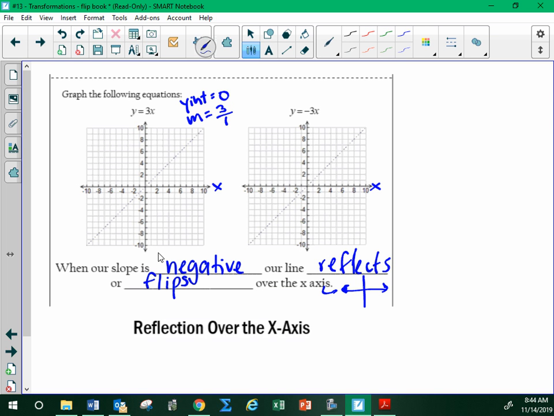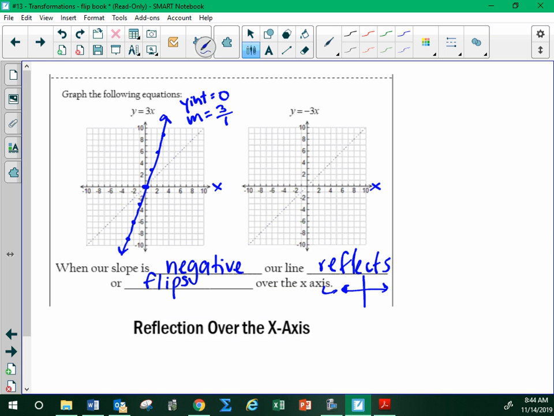So again, I start off at 0. Now I go up 3, to the right 1. Up 1, 2, 3, to the right 1, and repeat. Then we can do the opposite the other way: down 1, 2, 3, to the left 1, and repeat. So here's our positive slope.